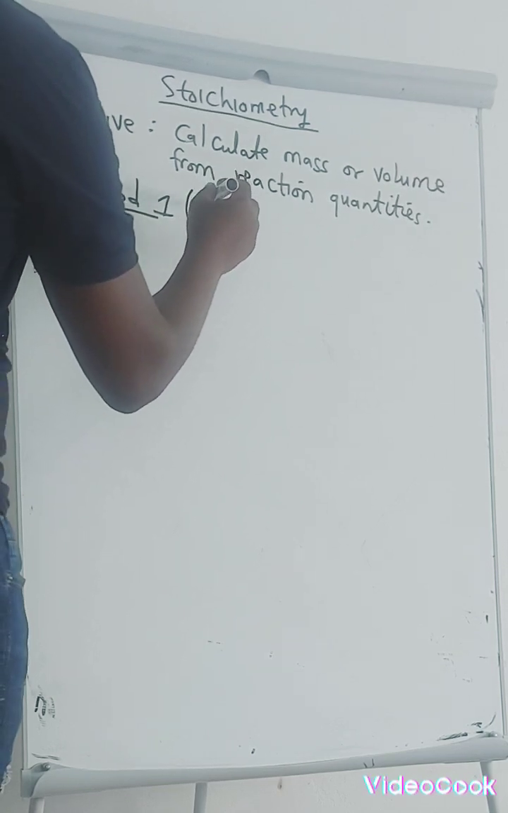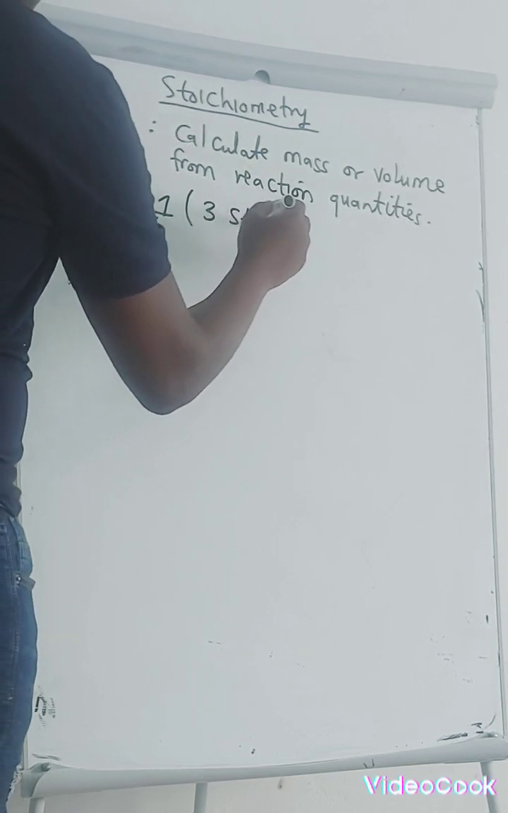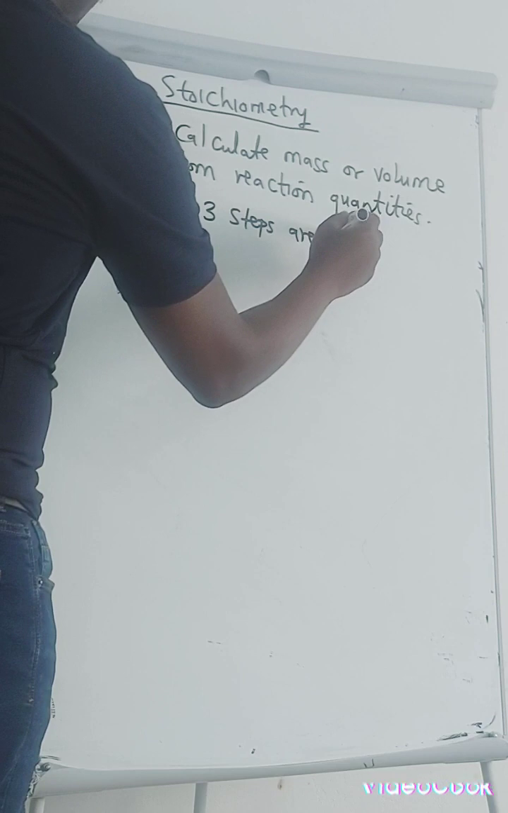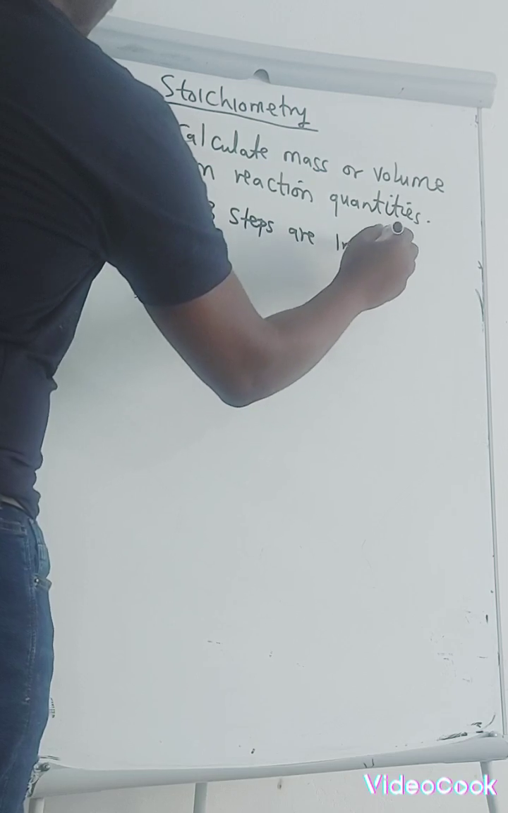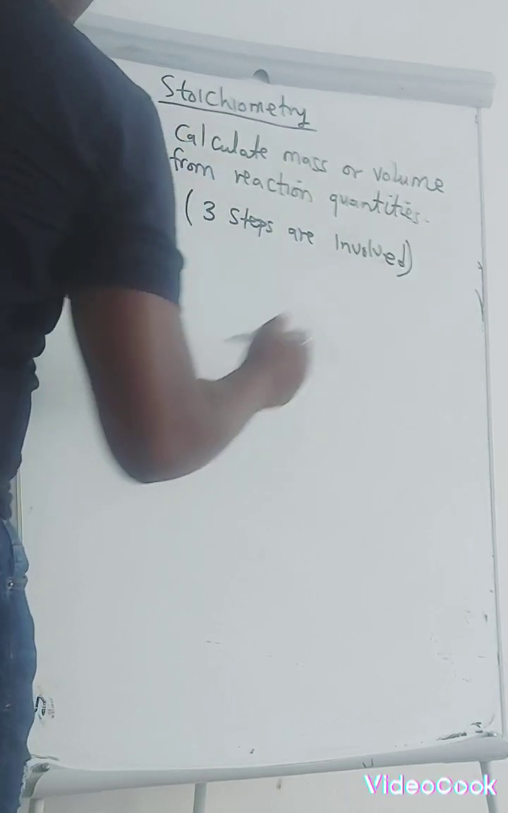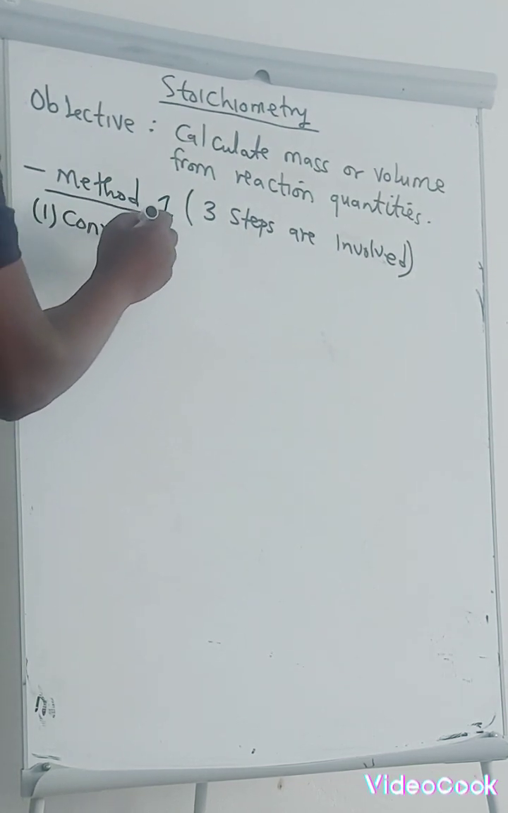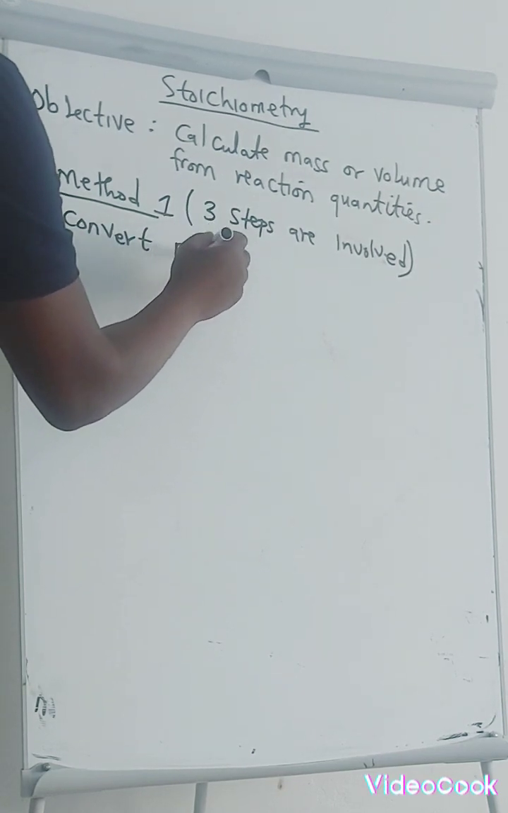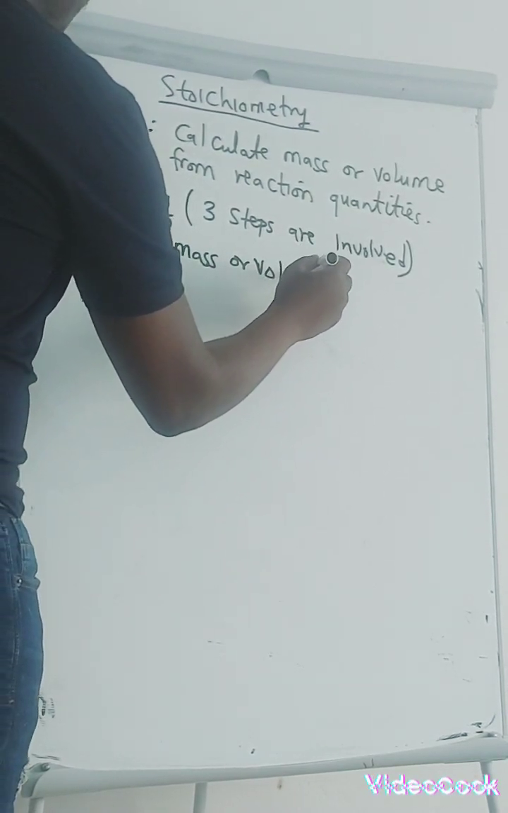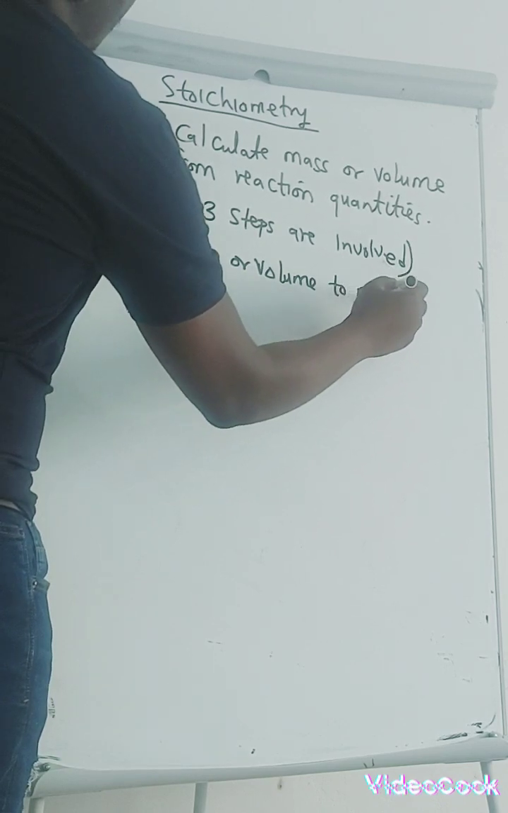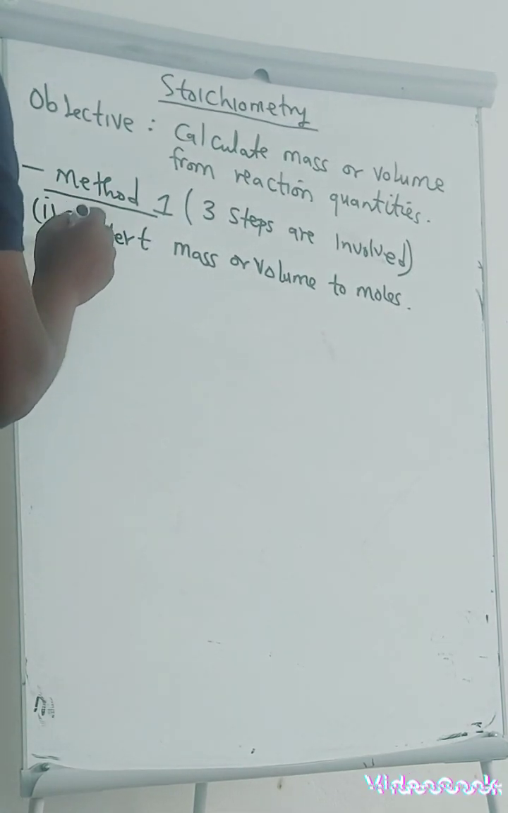When you use method 1, there are 3 steps involved. Step 1 is to convert mass or volume to moles.